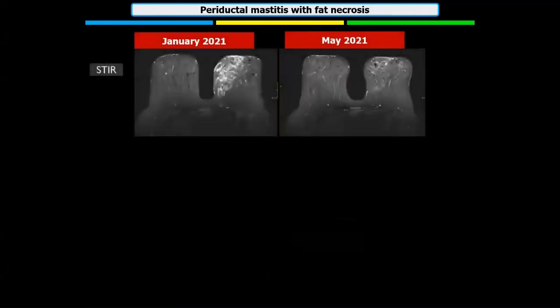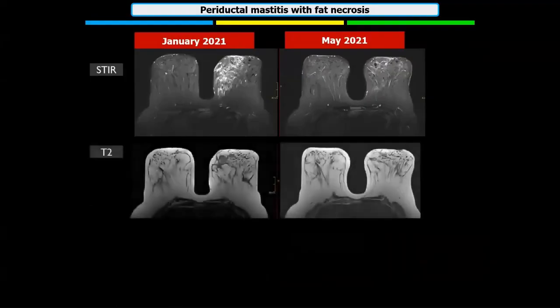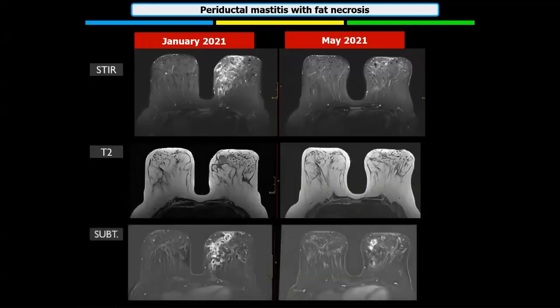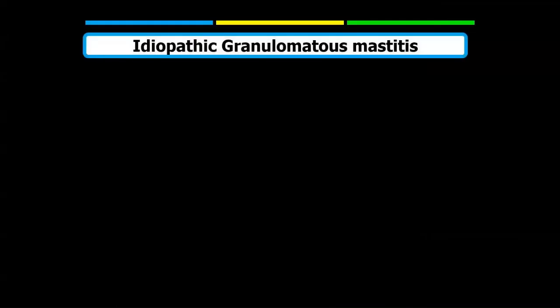And this is how her MRI appeared in January, and in May, the periductal edema or inflammatory changes resolved. Most of the abscess cavities seen on the T2 weighted images were resolved, with only a few chronic abscess cavities or secondary fat necrosis seen on the subtraction image in May 2021.